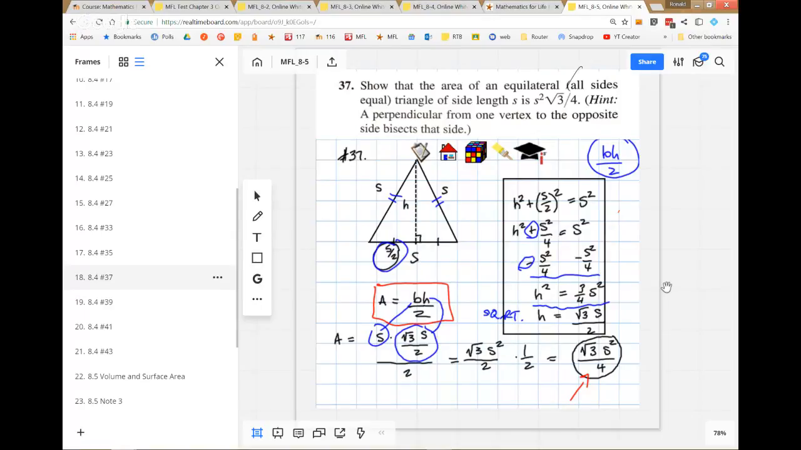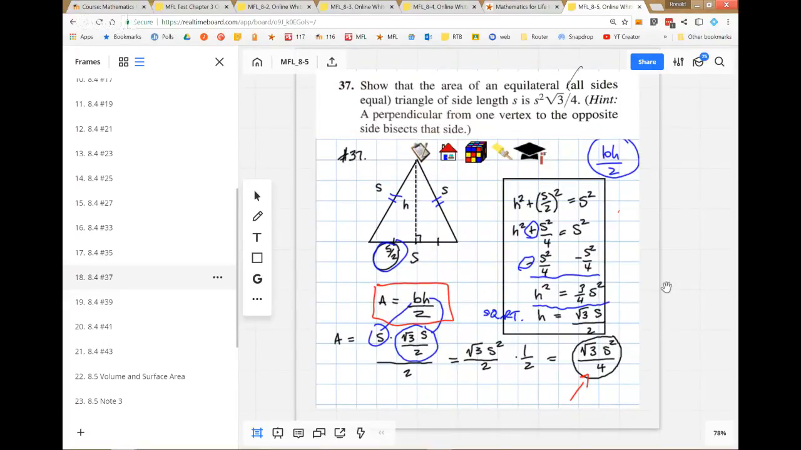So here it is. Show that the area of an equilateral triangle is s squared times the square root of 3 over 4 if the side of the triangle is s. And then they give you this hint. If you draw a perpendicular to one side, it's got to bisect that side when it's an equilateral triangle. So you see the picture off to the left.